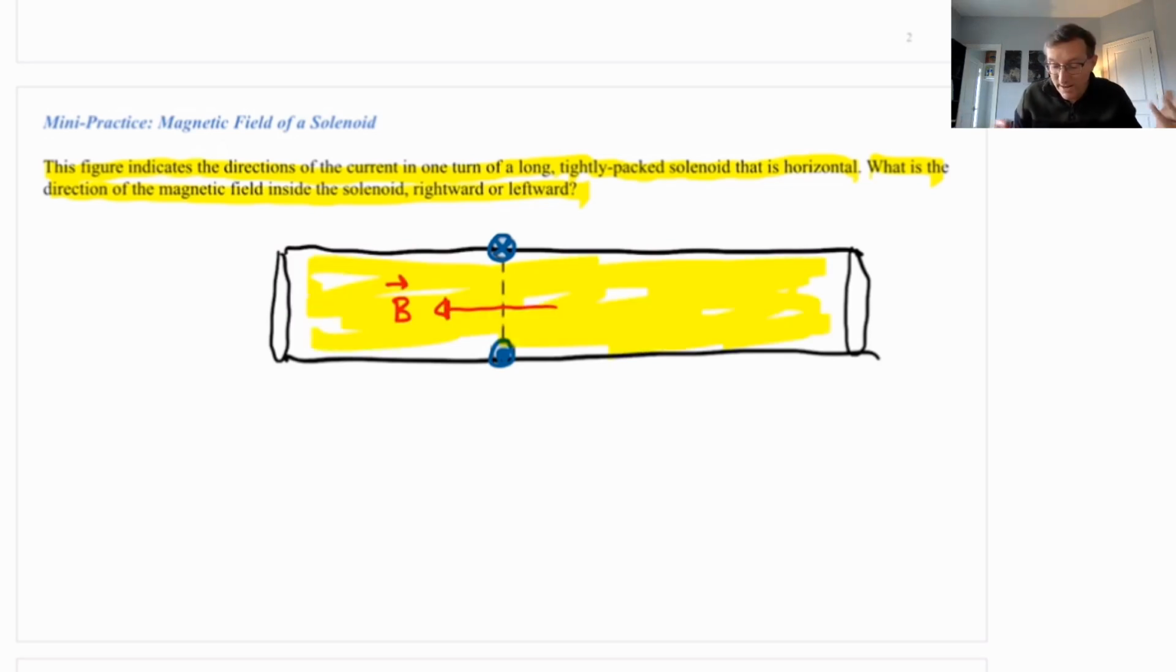Note that there's only two ways that you could have current in a solenoid drawn like this. Either with the current going like that, away from you at the top and toward you at the bottom, or the opposite, toward you at the top and away from you at the bottom. And if that were the case, the magnetic field in the interior would be pointing to the right. So you have to be able to use that specialized right-hand rule to get the direction of B.